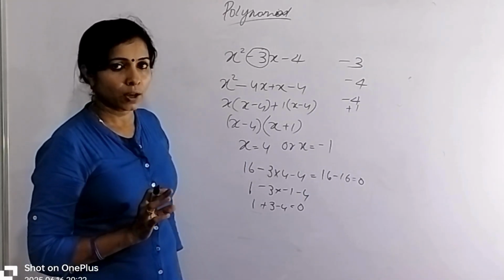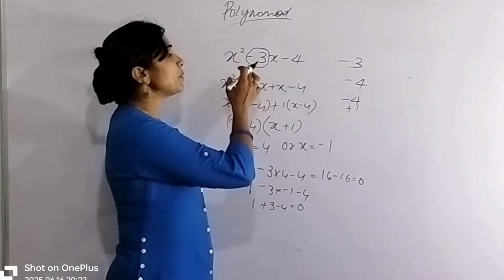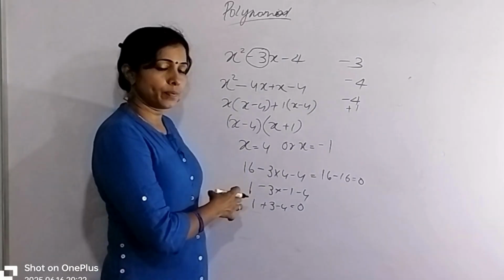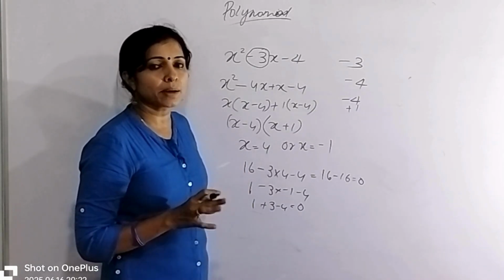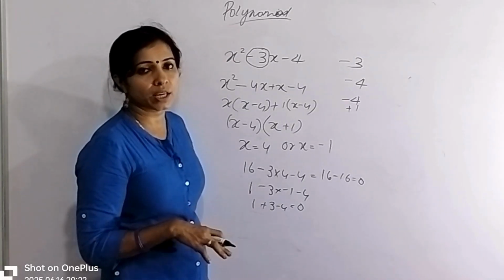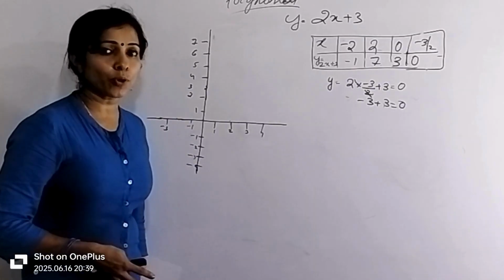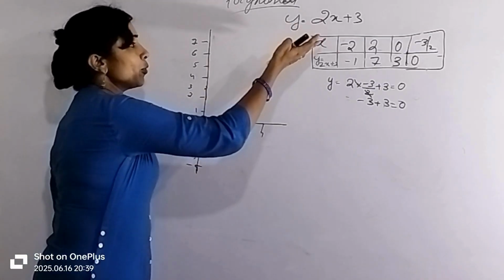of this polynomial. So obviously it is clear that when the degree is 2, the number of zeros will be 2. When the degree is 3, the number of zeros will be 3. Okay, we can go to some other examples also. Now we are going to plot the zeros of this linear polynomial in a graph.